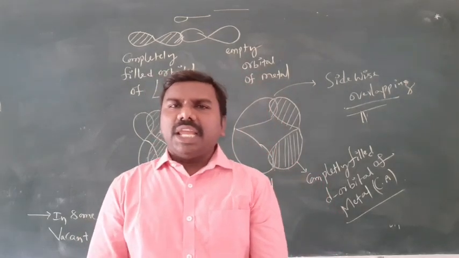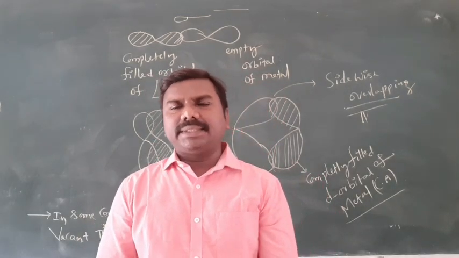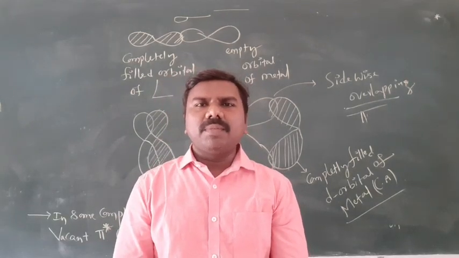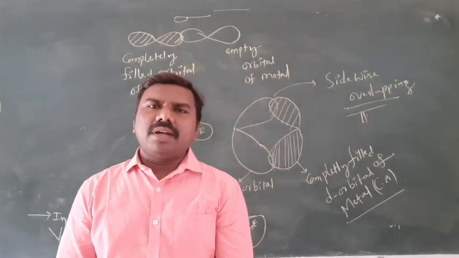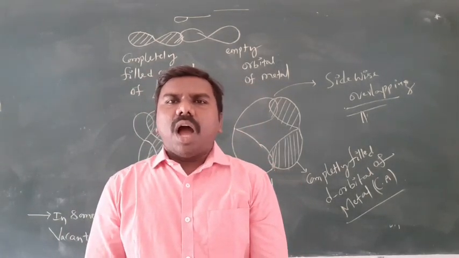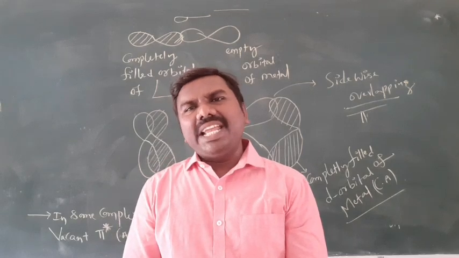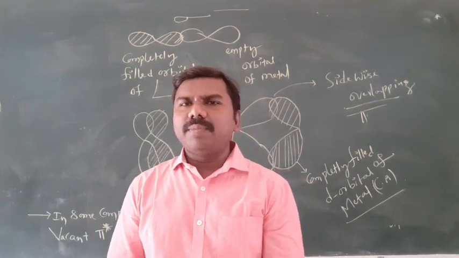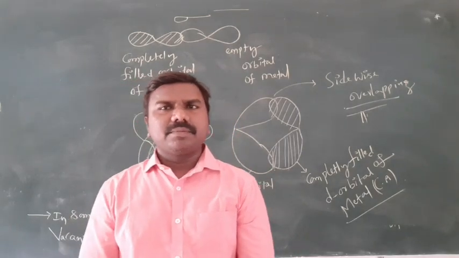First one is inner orbital complex. There is a meaning in the heading itself. Inner means inside d orbitals are involved in bonding. Outer means outer d orbitals are involved in bonding, called outer orbital complex.